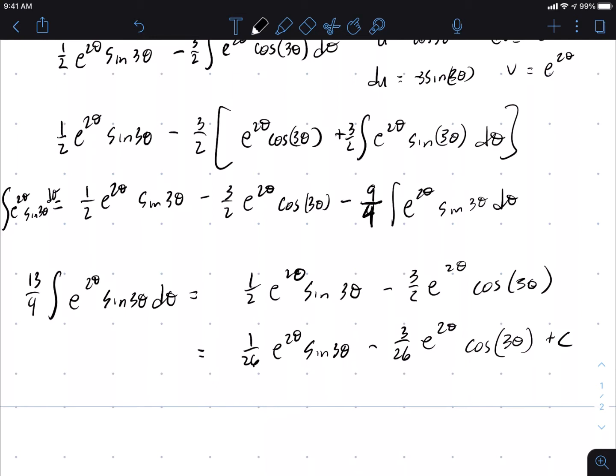Yeah, so it's just a repeater. Now, your answer would have been slightly different had you switched your u and dv. Because remember, you can treat the exponential as a log, and so you would have called that your u. So your answer would have been different, but it ends up being exactly the same value, which is weird. But I always use my hierarchy that I have, and so my answer is going to be slightly different. WebAssign will be fine with it. Okay?